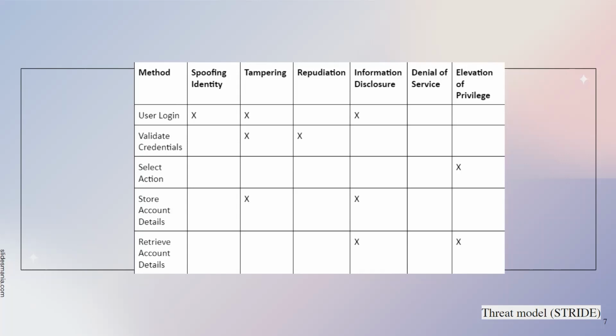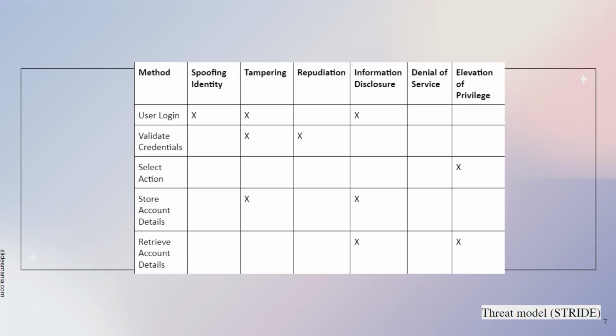Next is validate credentials, which includes tampering and repudiation because an attacker might try to manipulate the data during the validation process, modifying the response to gain unauthorized access, and without proper logging and auditing mechanisms, they could deny authentication successfully. Next is select action, which includes elevation of privilege because an attacker might try to exploit vulnerabilities in the system. Store account details includes tampering and information disclosure because an attacker can modify the stored account details, leading to unauthorized changes or data corruption. And if the storage mechanism is compromised, they could gain access to the stored account details.